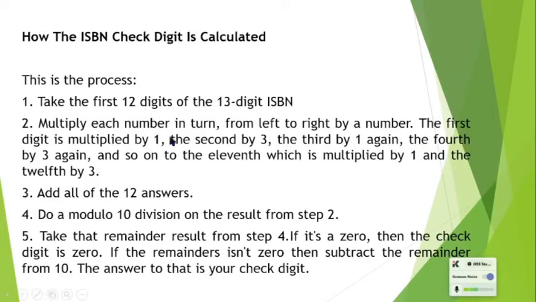So, the process is ito. Take the first 12 digits of the 13-digit ISBN. Usually 13-digit yan, so yung first 12 muna ang kukunin natin. Multiply each number in turn from left to right. The first digit is multiplied by 1 and the second by 3 and third again by 1, paulit-ulit hanggang makarating ka sa ika-12 digit. Then, add all 12 answers. Do a modulo 10 division on the result, then take the remainder. If it's a 0, then the check digit is 0. If the remainder isn't 0, then subtract the remainder from 10. That's the check digit.